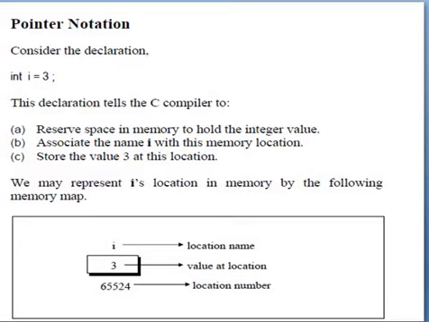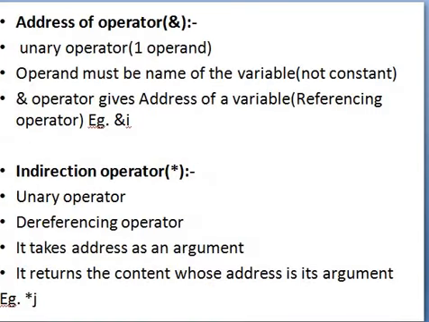So the memory map is displayed like this: location number having its name as i along with its value 3. Pointers have different notations: the address of operator and the indirection operator. So we'll discuss it. First, the address of operator.